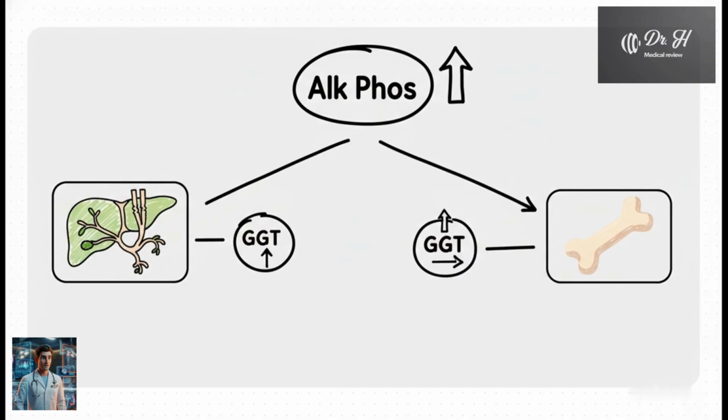Okay, alkaline phosphatase. This one's tricky because it can come from the liver or bone. So how do you tell the difference? You call in the GGT to be the referee. If the GGT is also high, your alk phos is coming from the biliary tree. But if that GGT is normal, you've got a bone problem.